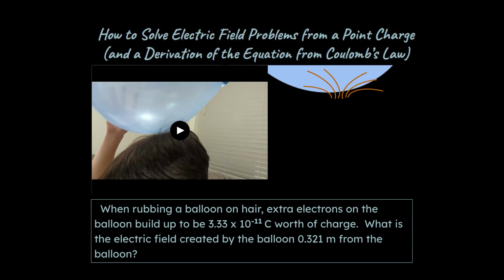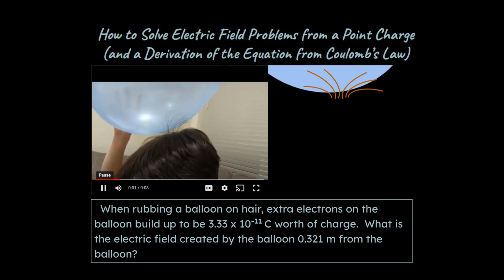Hey, welcome back. Today we're going to be talking through how to solve electric field problems when you're dealing with a point charge, and the derivation of the equation from Coulomb's law. So I'm going to show you how you come up with a second version of the electric field equation. I'm going to show you both of the main equations used for a physics or maybe even a physical science class, and where you get one of them from another, and show you how to solve a problem related to what we're talking about.